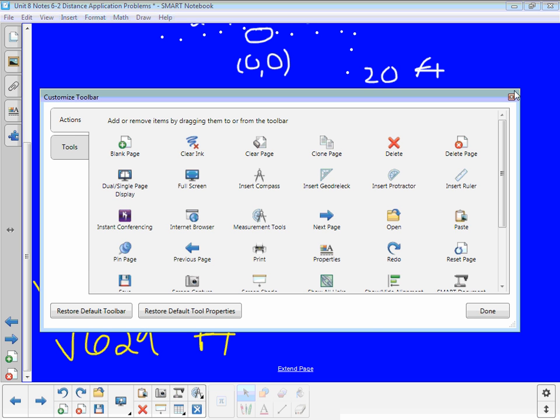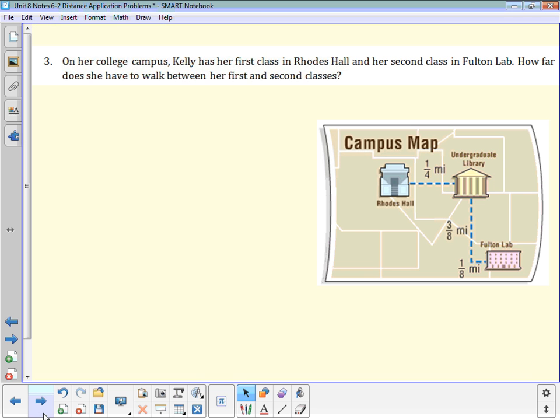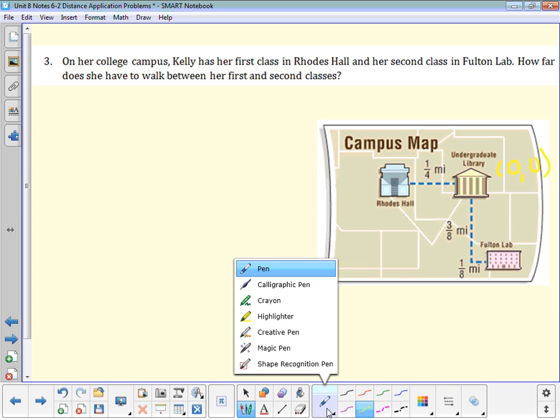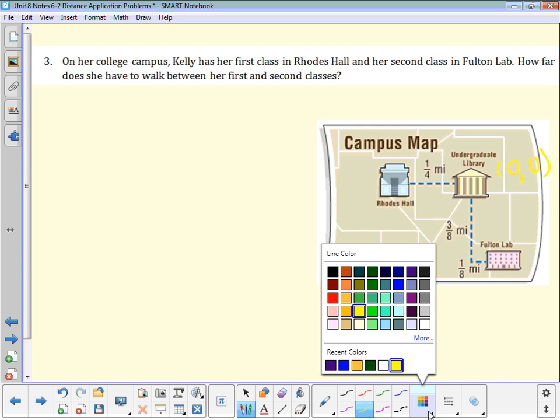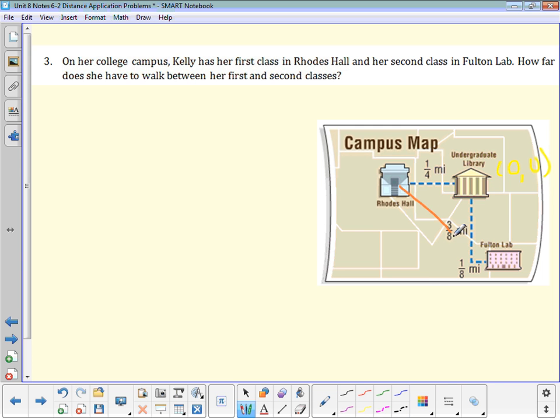Okay, so next, let's go ahead and take a look at that next word problem. Okay, so college campus. So I'm going to call the university library the point 0, 0. So I'm going to call this undergraduate place the point 0, 0. So she has her first class in Rhodes Hall and her second class in Fulton Lab. How far does she have to walk between her first and her second classes? So now we're trying to figure out this distance right here.